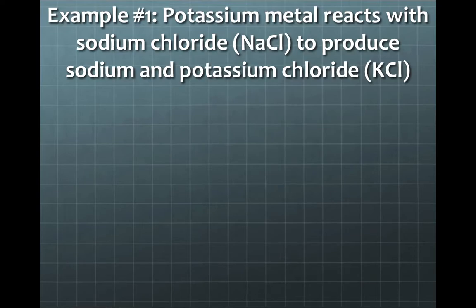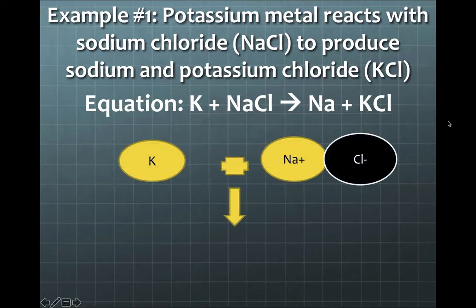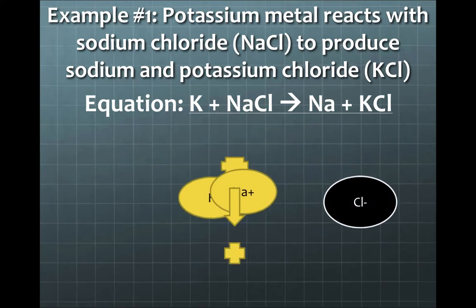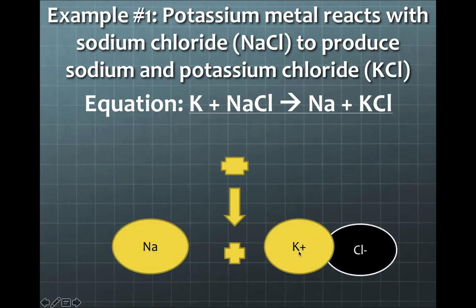Okay, so let's write a couple examples. Potassium metal reacts with sodium chloride to produce sodium and potassium chloride. So the reaction, potassium metal, K, reacts with sodium chloride, NaCl, and it produces sodium and potassium chloride. If you look closely, the sodium and the potassium just basically switch places. The two metals switch places with each other. So if you want to see it visually, just think of the two ions switching places with each other. Now, I had to make the potassium a positive cation because it's now attached to the negative chloride ion. And the sodium is now just metal. It's no longer an ion.